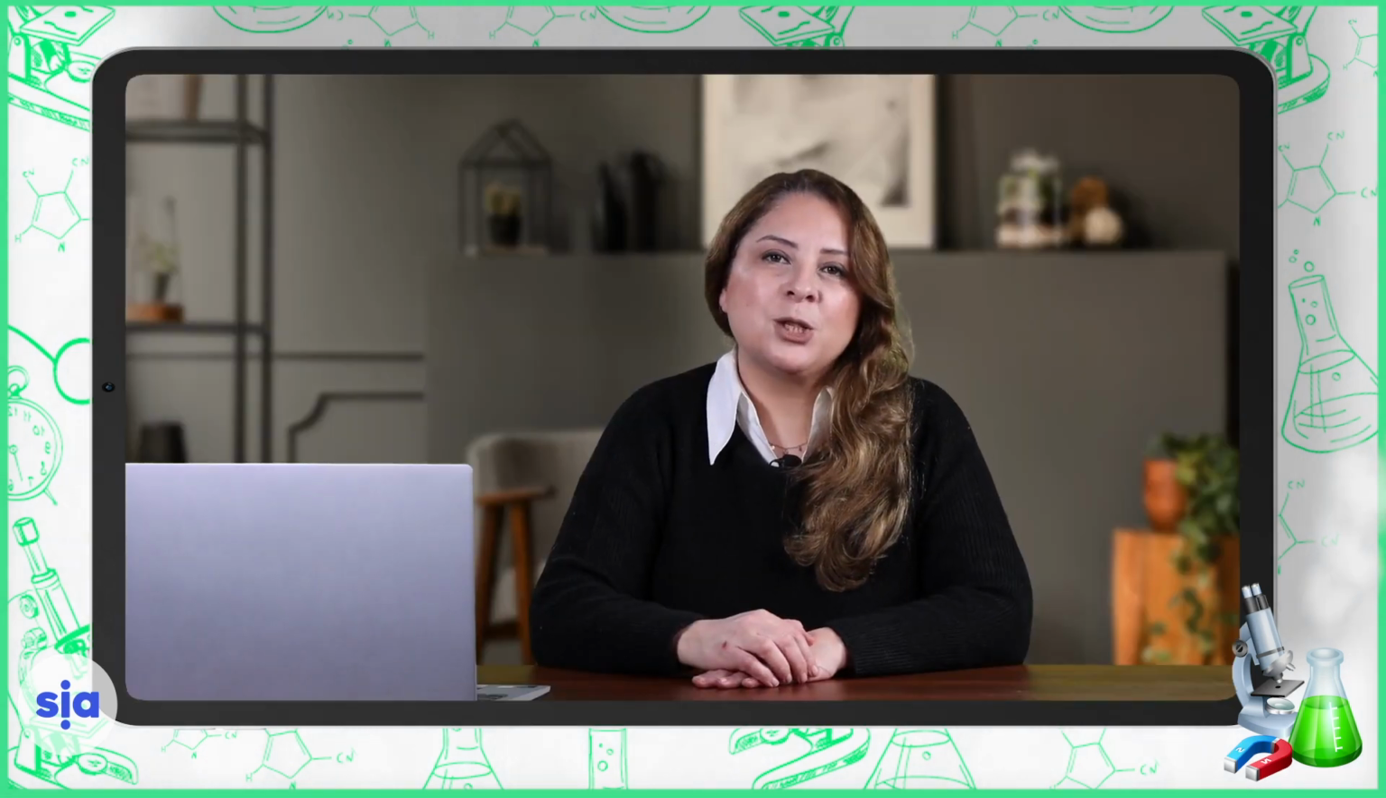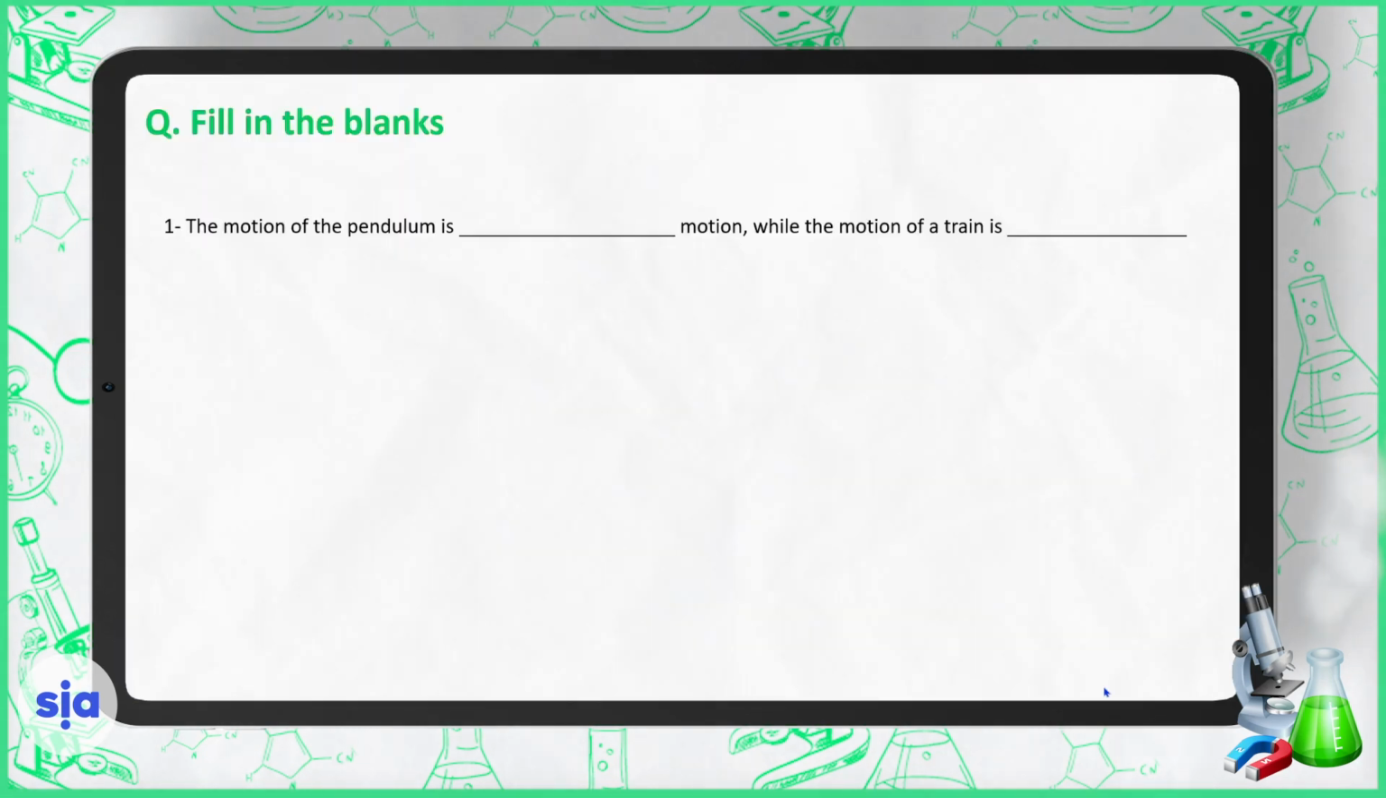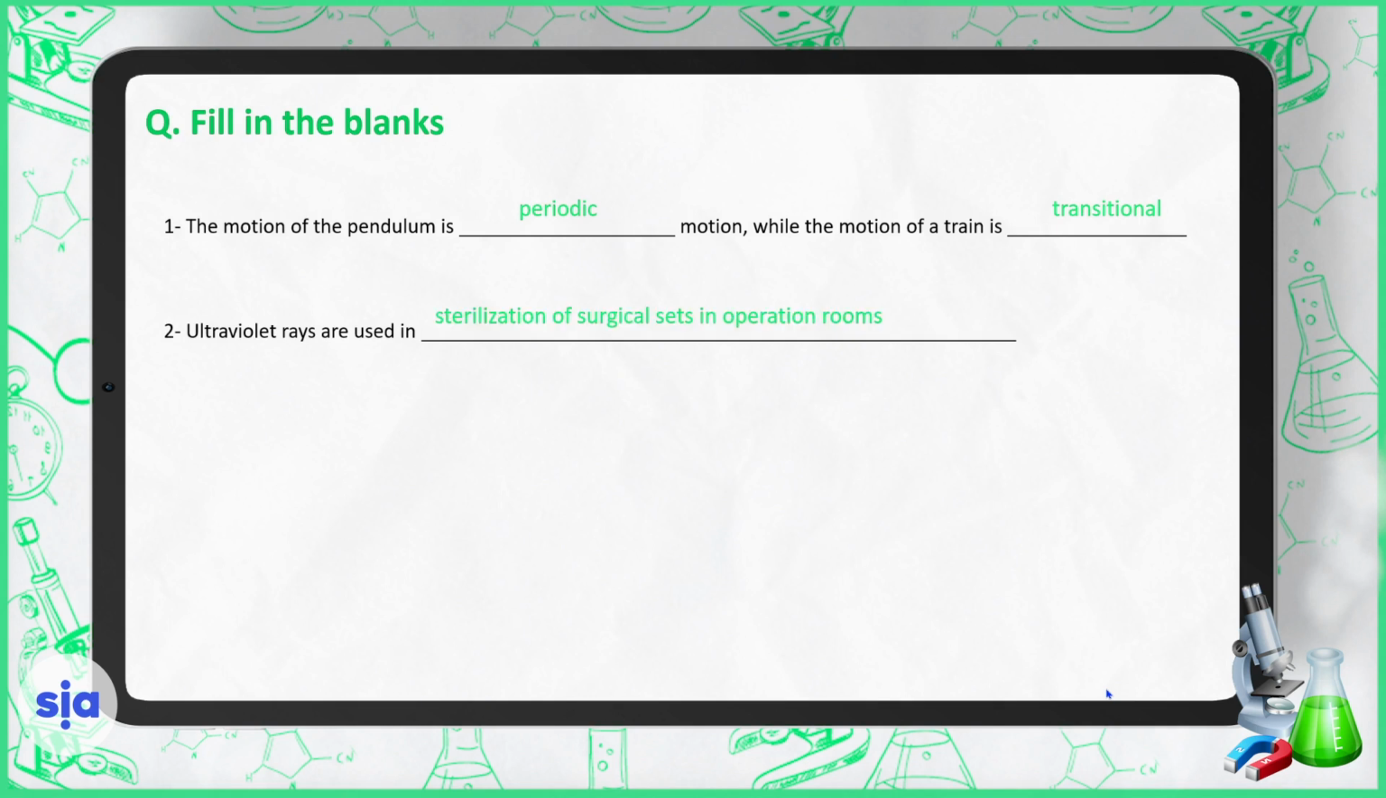Now it's time for questions. Fill in the blanks. The motion of the pendulum is, while the motion of a train is. The motion of the pendulum is periodic because it is repeated, and the motion of the train is transitional from an initial point to an end point. Ultraviolet rays are used in sterilization of surgical sets in operation rooms.